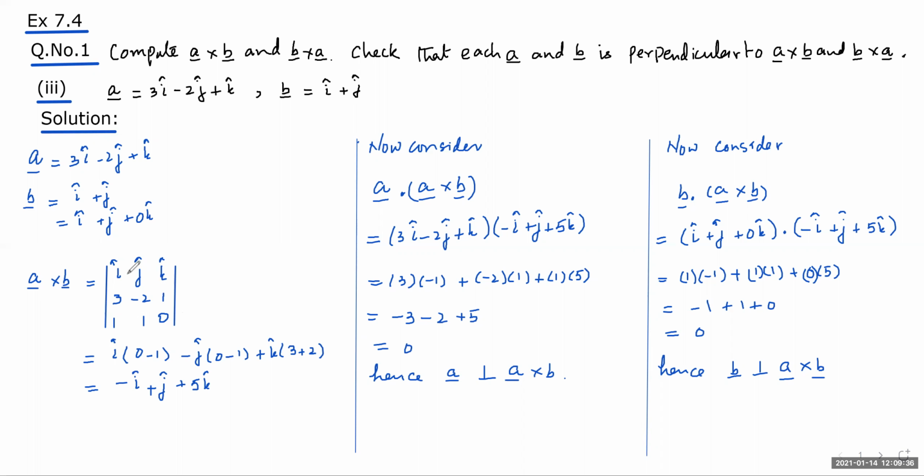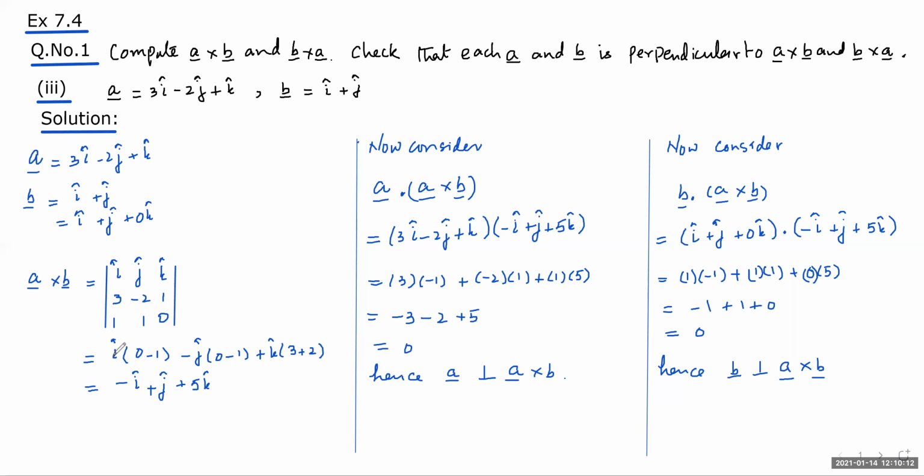Now evaluate this determinant. We expand the determinant from the first row: i into 0 minus 1, minus j into 3 into 0, that is 0, minus 1 into 1, that is 1, plus unit vector k into 3 into 1 minus 1 into minus 2, which becomes plus 2. You all are familiar with the expansion of a determinant from the first row.